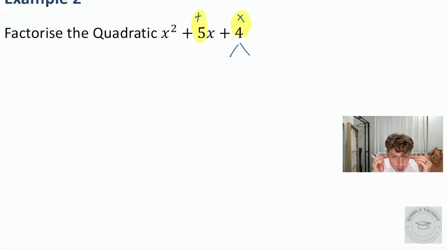Now, the training wheels approach, how we start, is I make myself a good old-fashioned little factor list of all my factors. For 4, I've got factors of 4 and 1. I've also got 2 and 2. I'm now going to look at my pairs and think, okay, if I add these numbers together, which of these numbers add to equal 5? And I can see my very first pair, 4 plus 1, adds to equal 5.